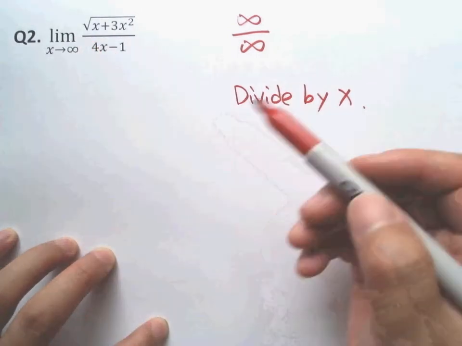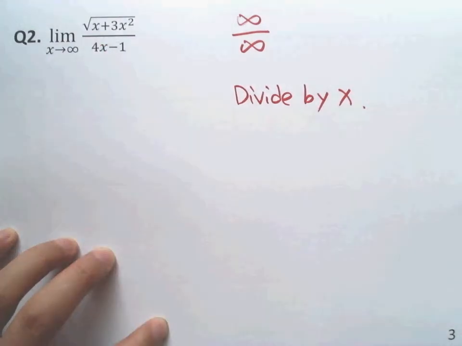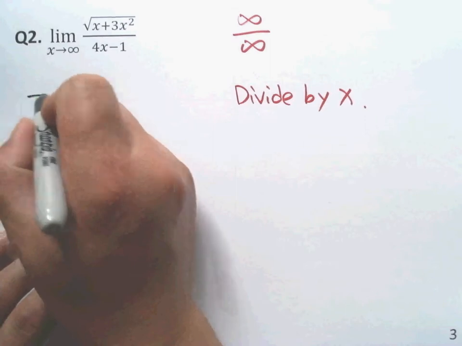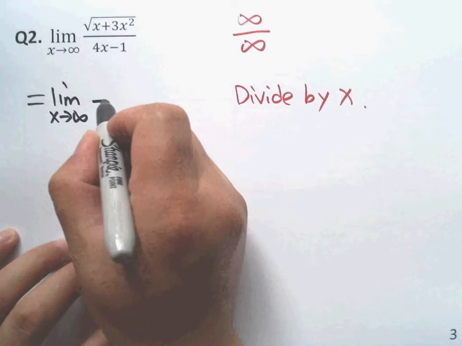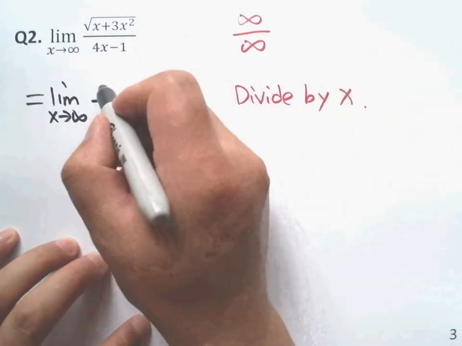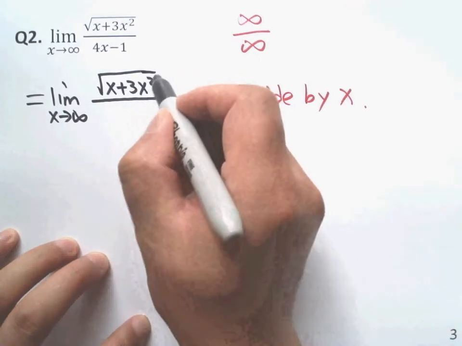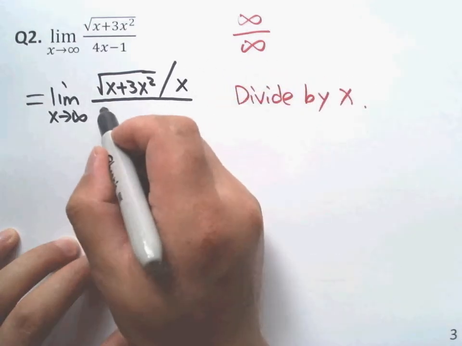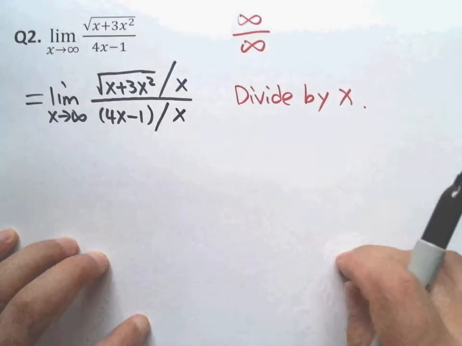Someone will say, why not divide by 4x? The 4 does not matter, so we only divide by x. After we divide by x, see what we get. We will get the limit as x approaches infinity of x plus 3x squared, this is the original, but divided by x, right? The bottom is 4x minus 1, divided by x.